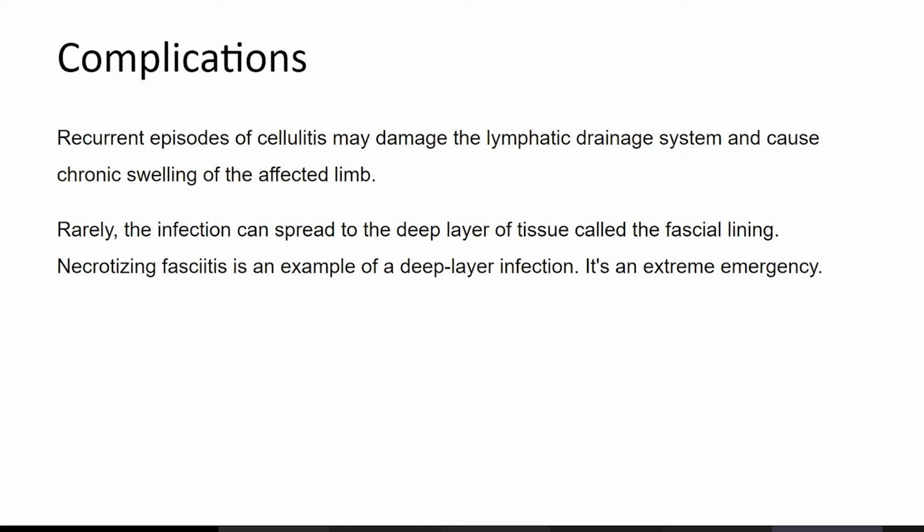Recurrent episodes of cellulitis may damage the lymphatic drainage system and cause chronic swelling of the affected limb. Rarely, the infection can spread to the deep layer of tissue called the fascial lining. Necrotizing fasciitis is an example of a deep layer infection. It's an extreme emergency. Necrotizing fasciitis is an infection that results in the death of parts of the body's soft tissue. It is a severe disease that spreads rapidly.